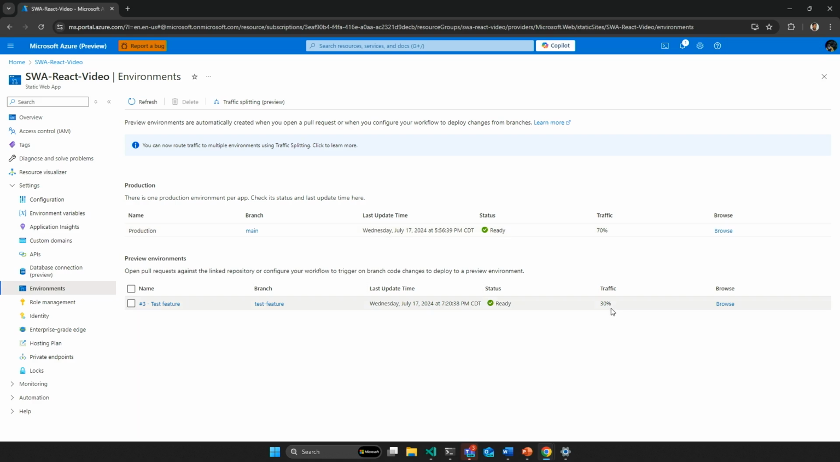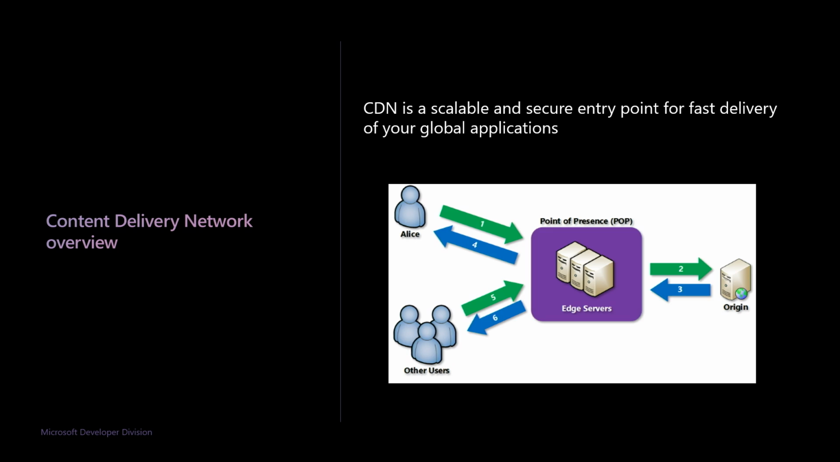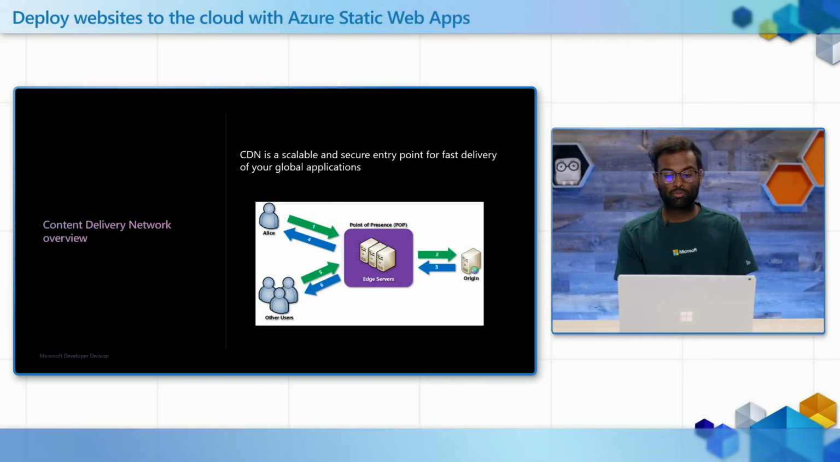out our new feature. Now that we've set up traffic splitting, let's move on to something more advanced, Enterprise-Grade Edge. This feature utilizes a content delivery network service to deliver superior performance and high availability. CDN is a scalable and secure entry point for fast delivery of your global application. It offers several benefits, including global load balancing, caching assets at the edge to help improve your application's performance, and improved security. Let's go ahead and set up Enterprise-Grade Edge for your Azure Static Web App in the portal.